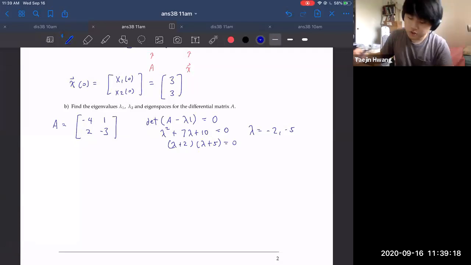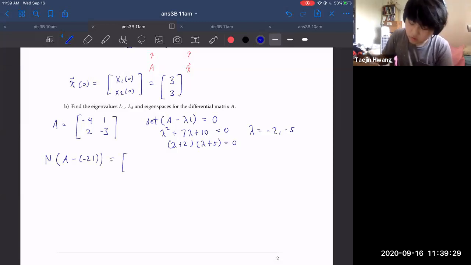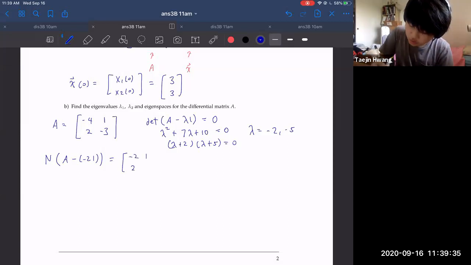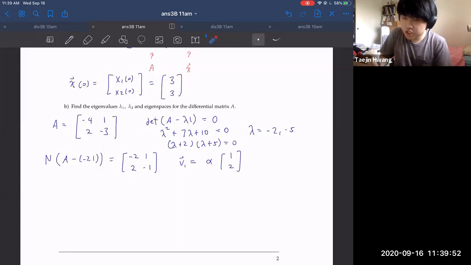And to find the eigenvectors, we just look at the null space of A minus -2I. In this case, if we just look at A plus 2I, that's going to be -2, 1, 2, -1. So our first eigenvector is going to be alpha times 1 and 2, and alpha here is just a scalar. So essentially what I'm saying here is any scalar multiple of the vector 1, 2 is an eigenvector.